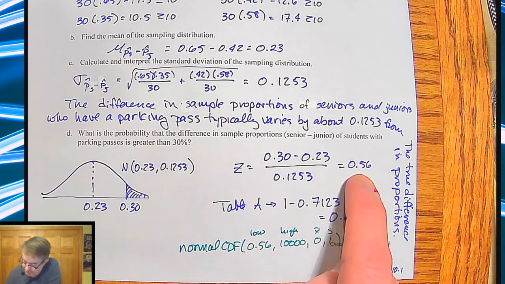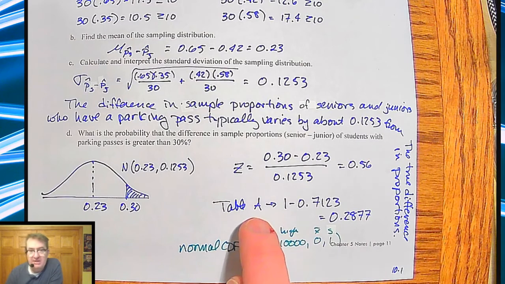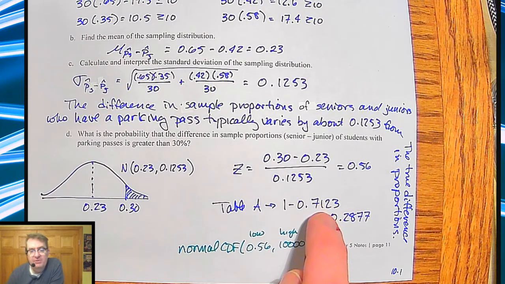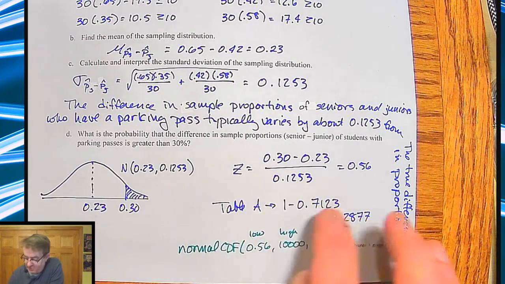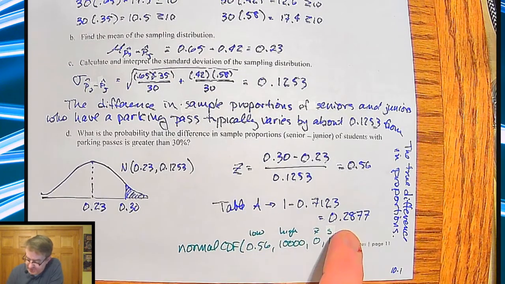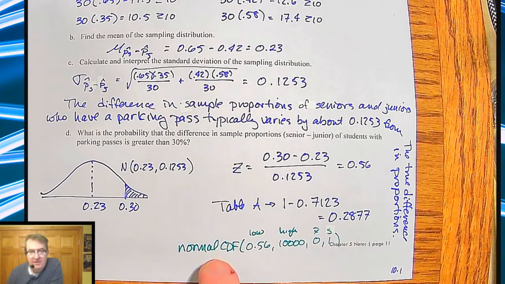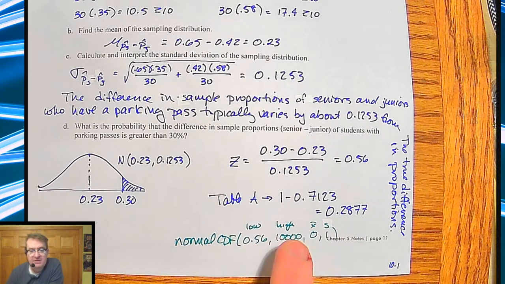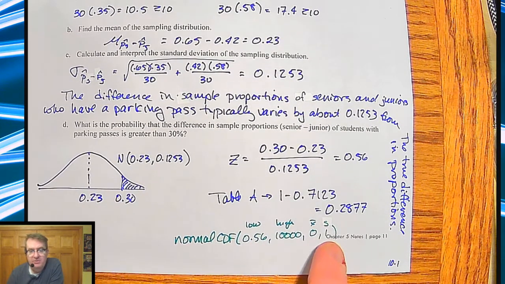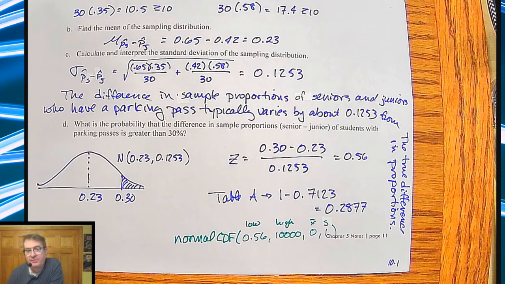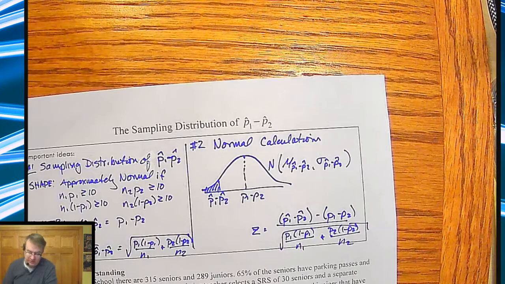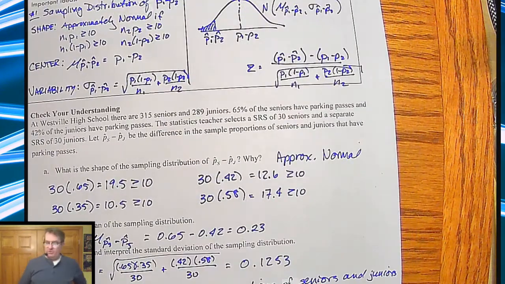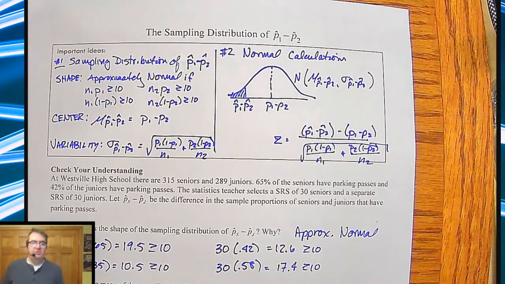So we go through and get 0.56 as my z-score. So if you go to Table A, you come up with 0.7123. And since we're going to the right, we subtract that from one and get 0.2877. You get the same sort of thing if you do normalcdf. You're going to start with your low of 0.56 up to your high, and then your mean and standard deviation. All right, so that is the difference of proportions in sampling distributions.